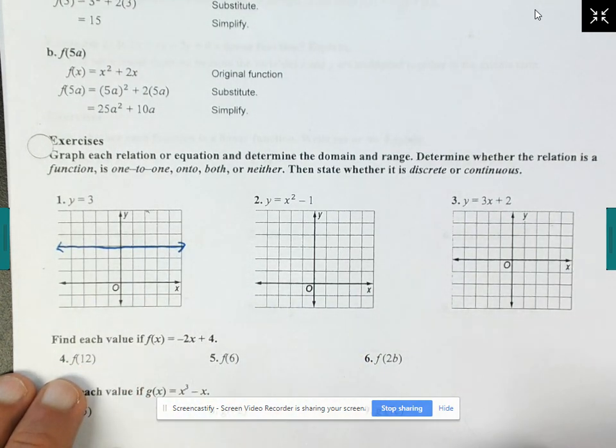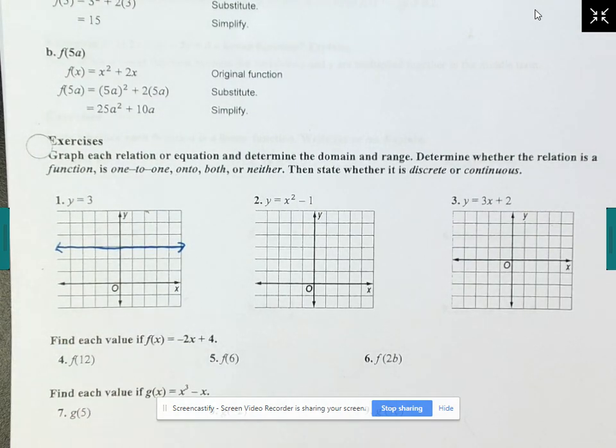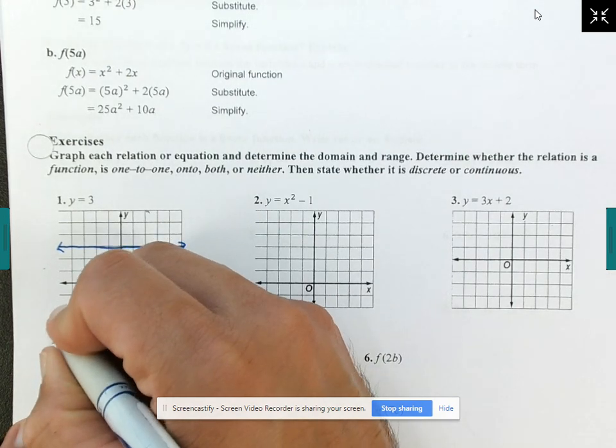So now we're going to have to talk about the domain and the range of this. So on the domain, I'm going to put domain down here.